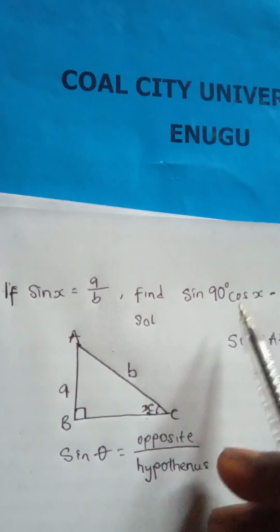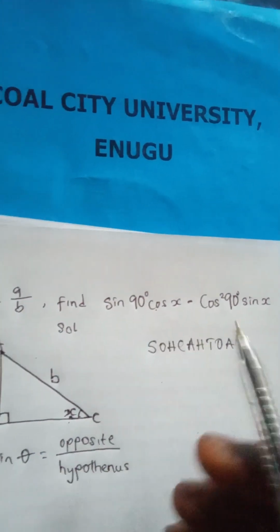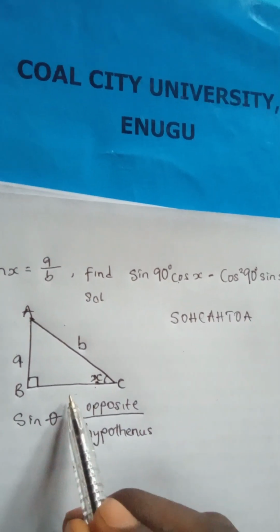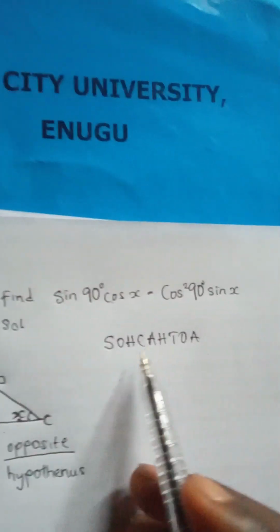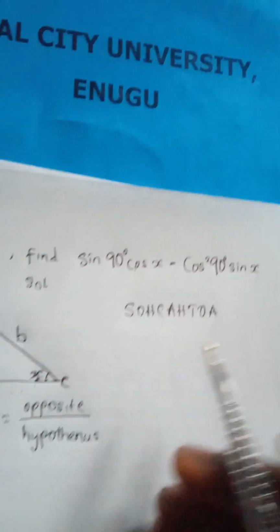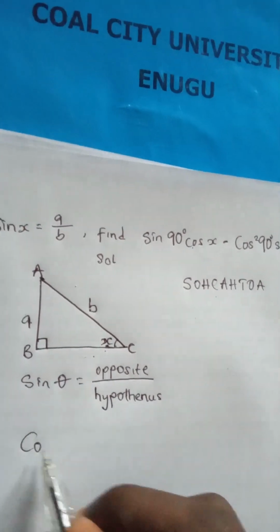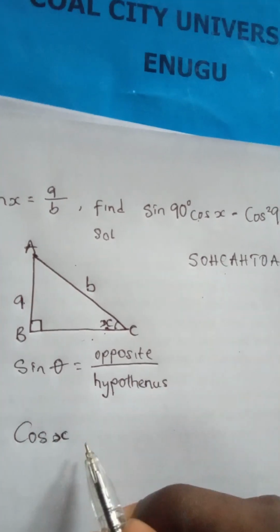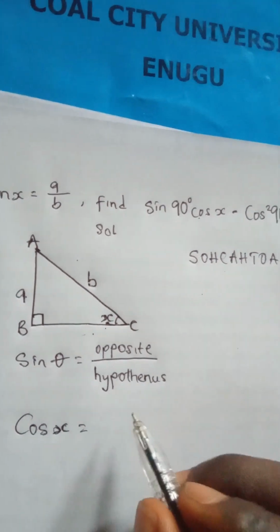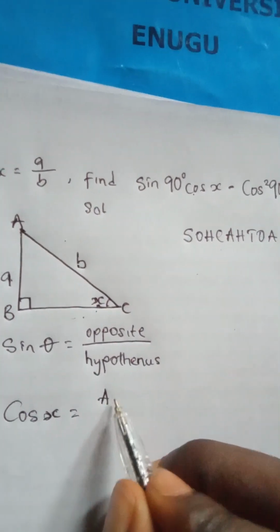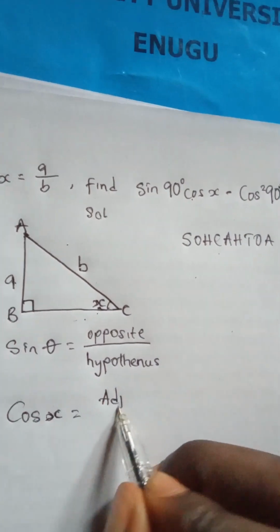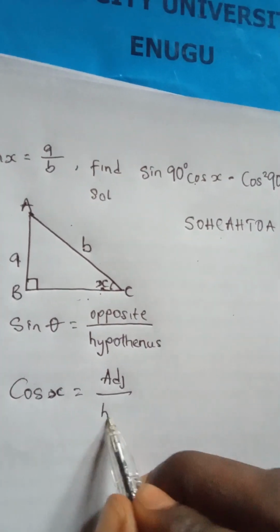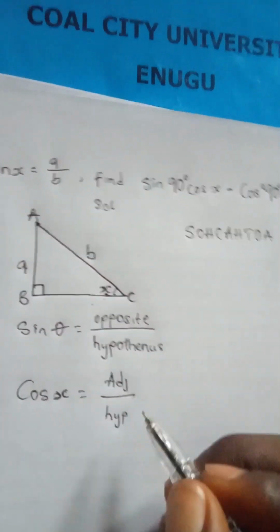So for us to find this cos x, we have to first find the adjacent, because when considering this ratio, which is cos of theta, cos x, here x will be the theta now, will be equal to adjacent over hypotenuse.